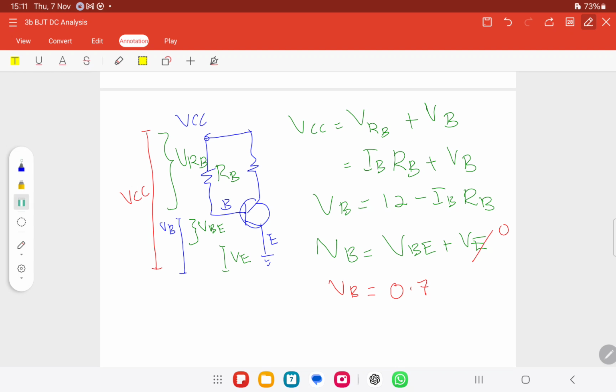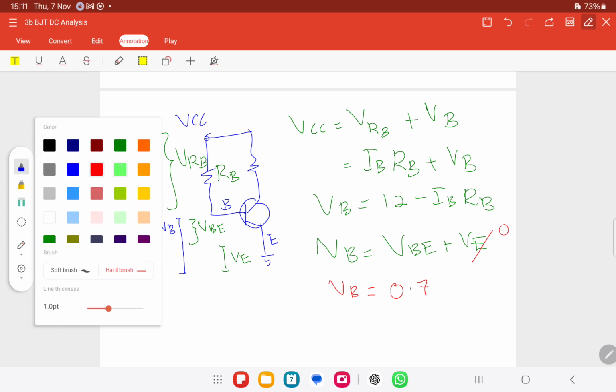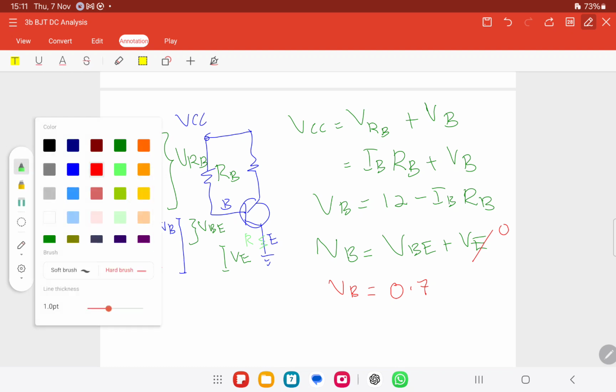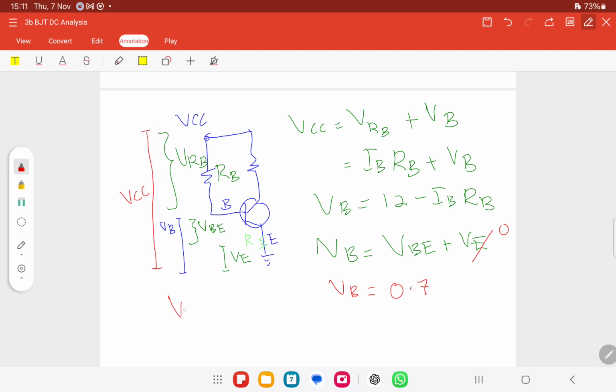Katakanlah contoh, kat sini kita ada resistor RE. If we have resistor RE, VE equals IE RE. Sebab VE dekat bawah, dekat point E tu, to the ground sahaja. So kalau kita ada resistor RE, dia dapatlah value VE.